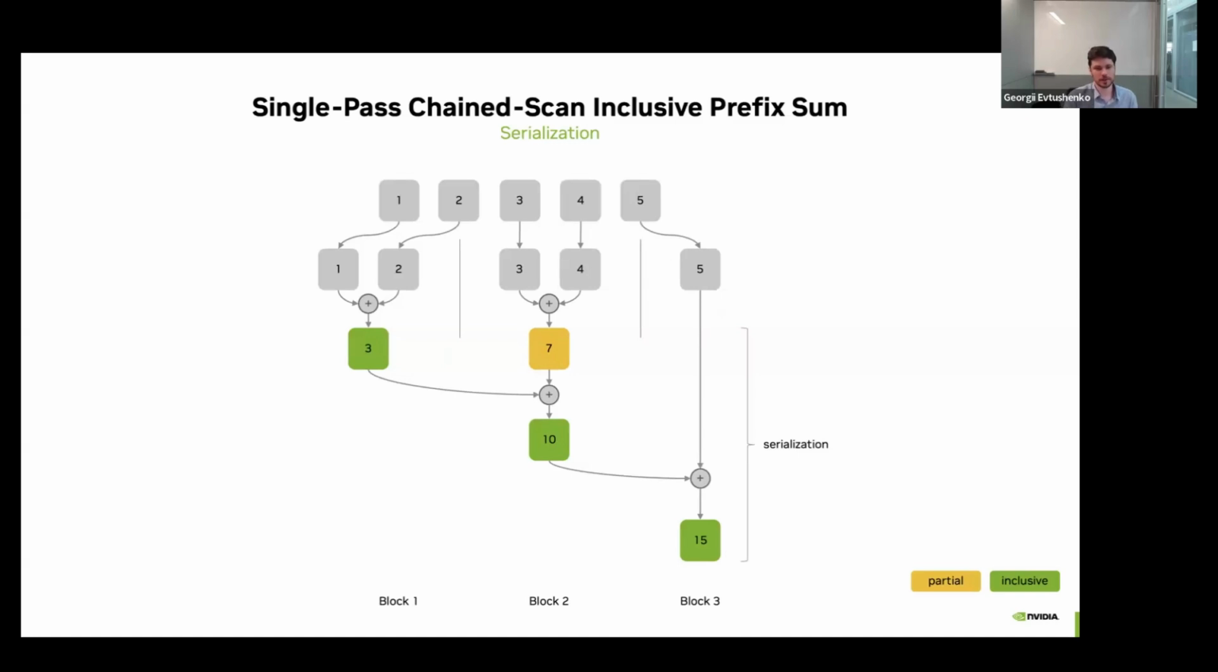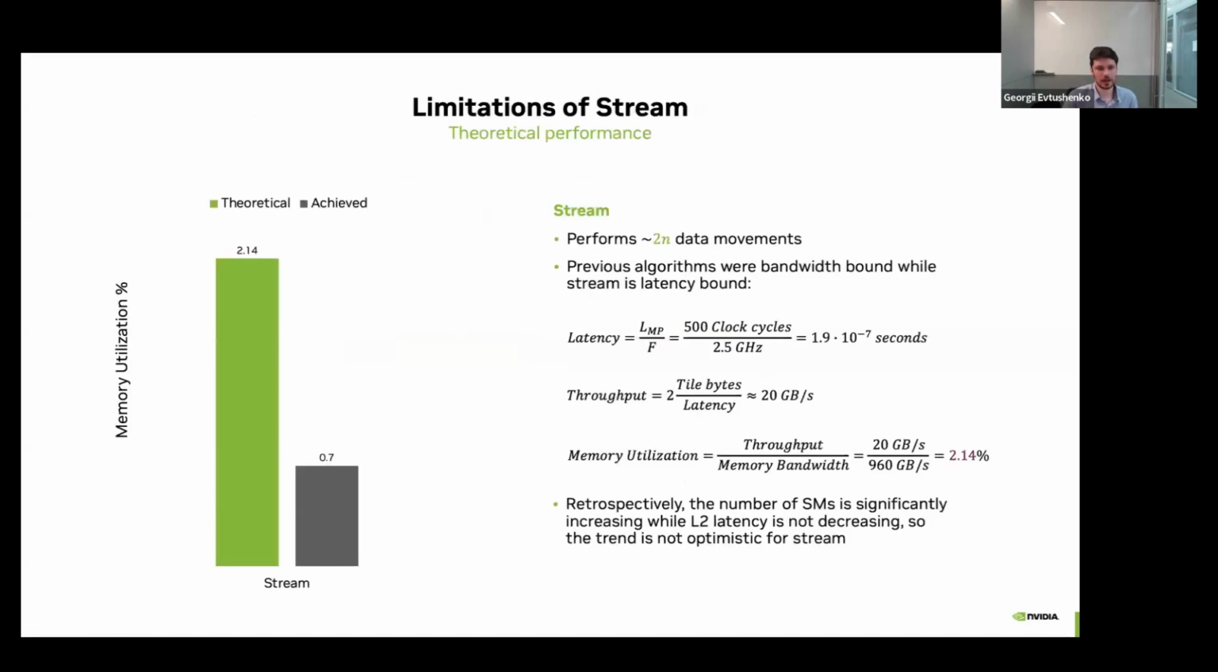As Izzat explained in the previous talk, stream serializes all thread blocks. This serialization happens because each thread block waits for a previous block to produce inclusive aggregate. Let's try to come up with a speed of light model for this algorithm. Talking about overall memory movements, stream is optimal because it only loads and stores data once. But unlike the previous algorithms that we discussed, stream performance is not bound by memory bandwidth, it's bound by memory latency.